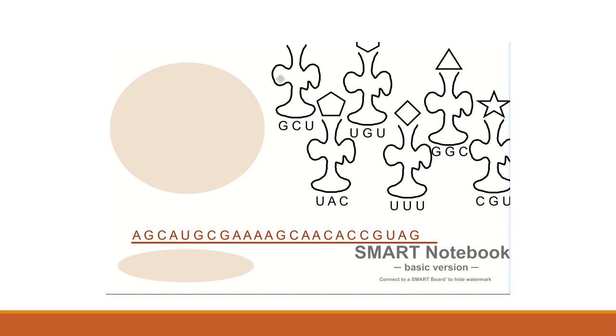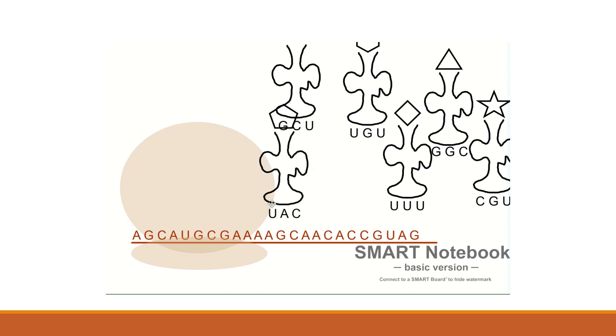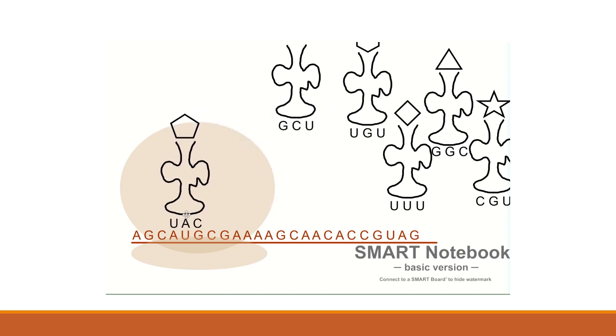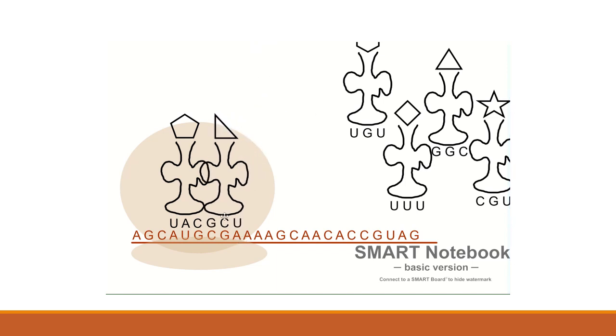Okay, so I'm going to show you a little animation of translation. So the first thing that would happen is the ribosome would attach here to the mRNA, and then it's going to look for the start codon, which is AUG. So I'm going to find the anticodon UAC, and I'm going to go ahead and attach that. Then what I'm going to do is have another one come in. So then the next codon is CGA. So my anticodon would be GCU, and that would attach.